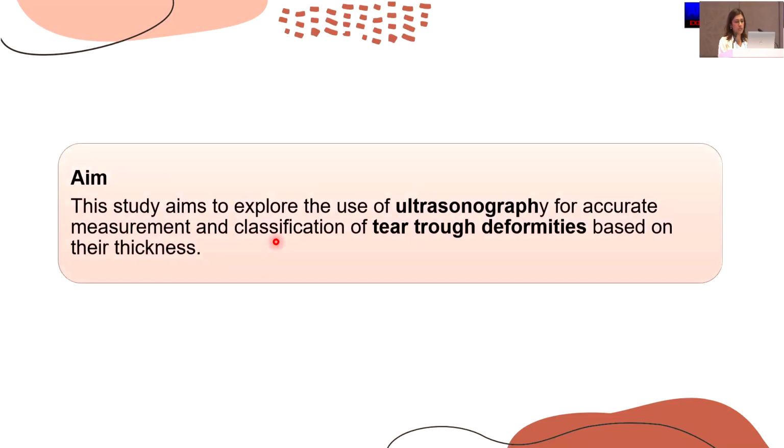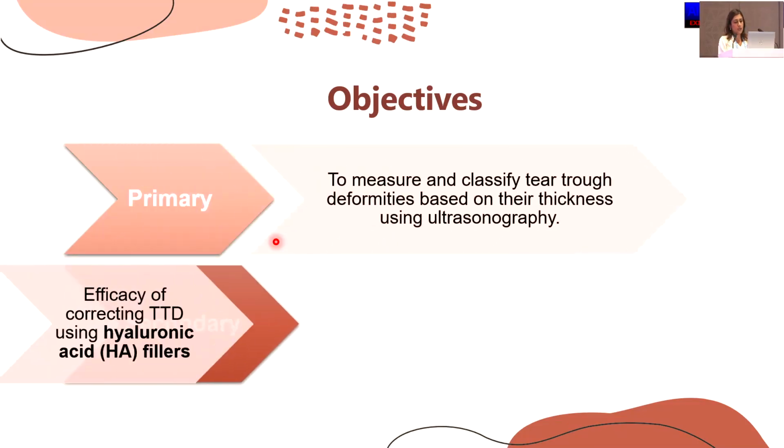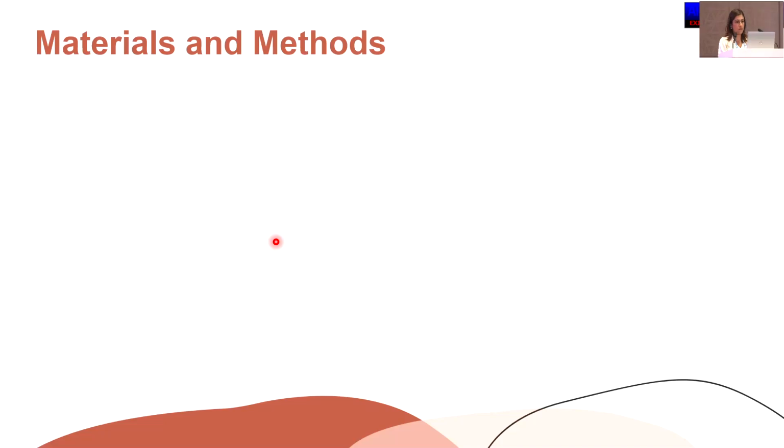The aim of this study was to explore the use of ultrasonography for accurate measurement and classification of tear trough deformities based on thickness. The secondary objective was to see the efficacy of correcting these tear troughs using hyaluronic acid fillers and to report potential complications, if any.